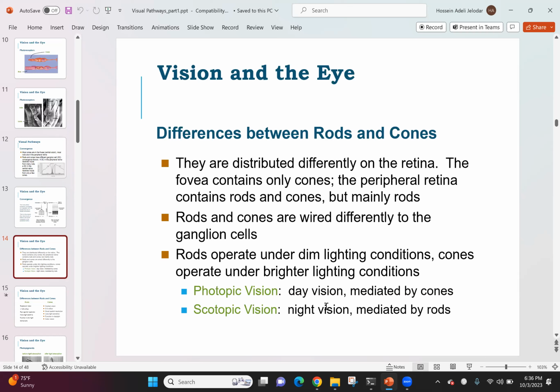Why? Because there are more rods in the periphery. So when you're looking at the place and you flash it, that light is going to be detected by some rods in your periphery, so you're more sensitive to it. We call it scotopic vision. Now there's photopic vision, which is the day vision, and it's mediated by cones. And that's when you want to look at objects when you're trying to perceive them.